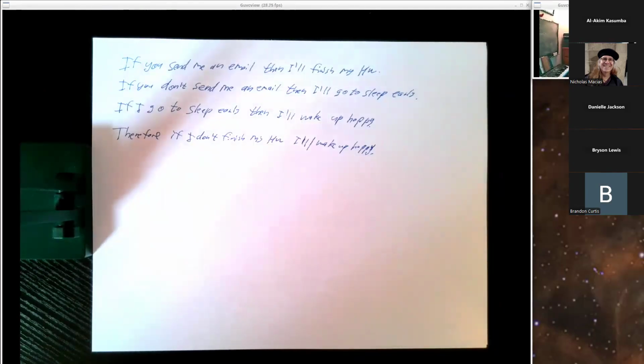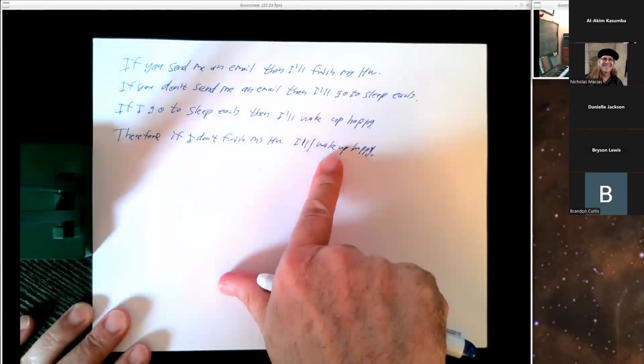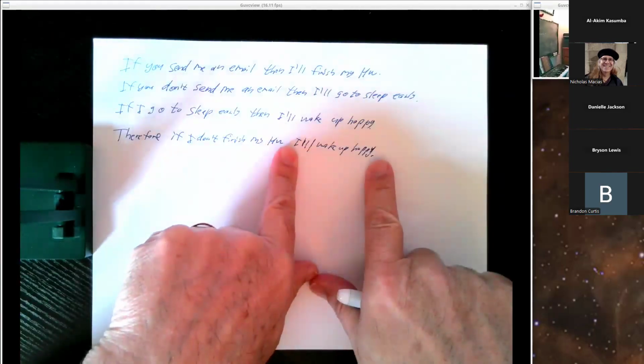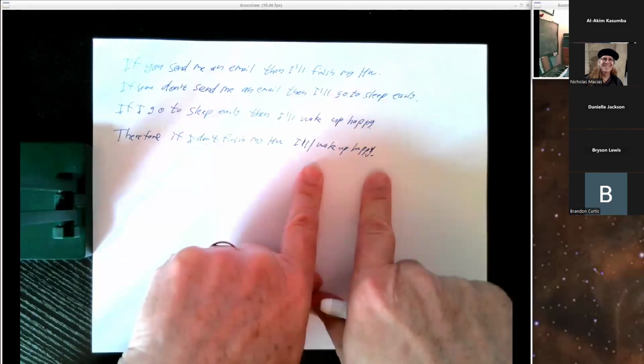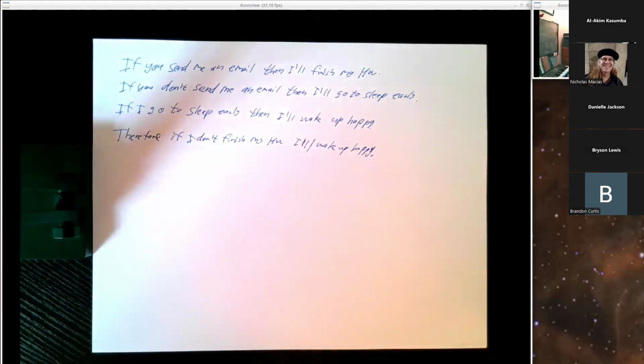What if you sleep early and finish homework without an email being sent? I don't know. That's possible. What this conclusion is saying, though, is that if I don't finish my homework, I'll wake up happy. It doesn't mean that I have to not finish my homework in order to wake up happy. It's an implication. If this, then that, right? It's very possible that I could finish my homework and still wake up happy. This is not saying that's not possible. Cool.